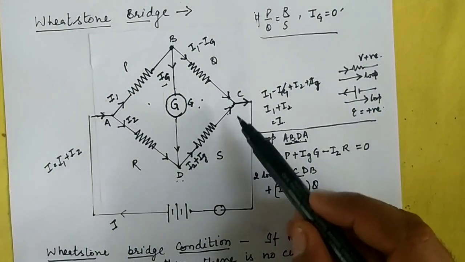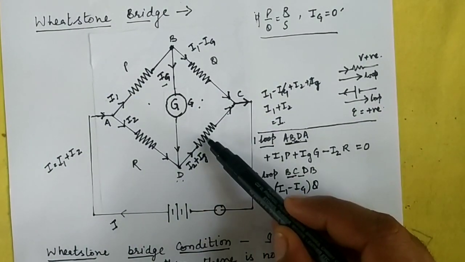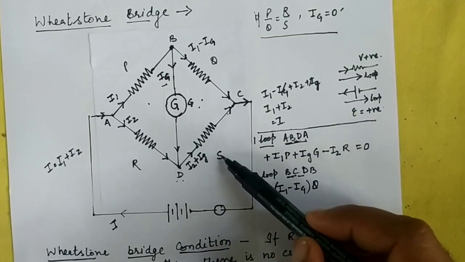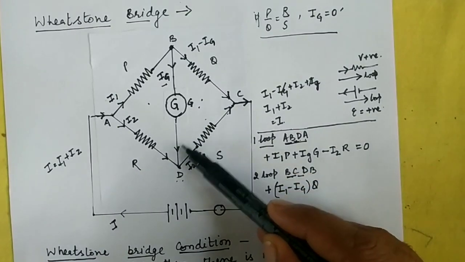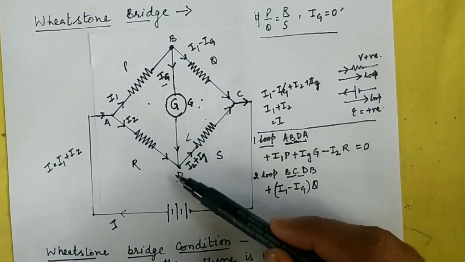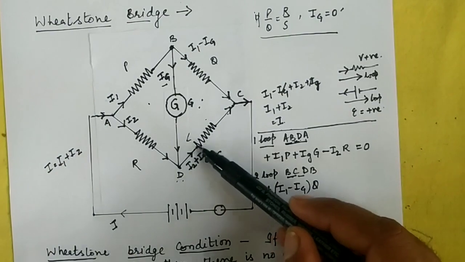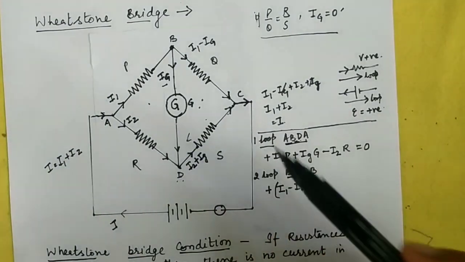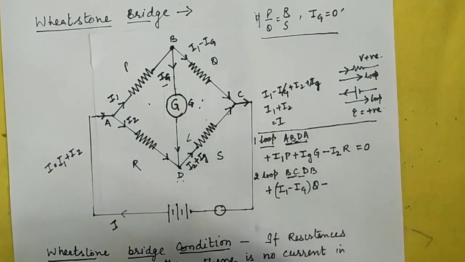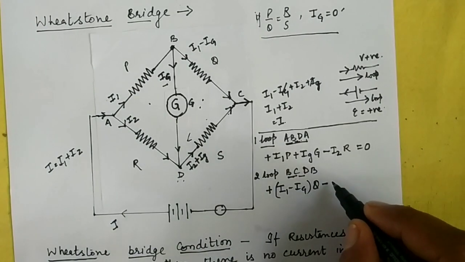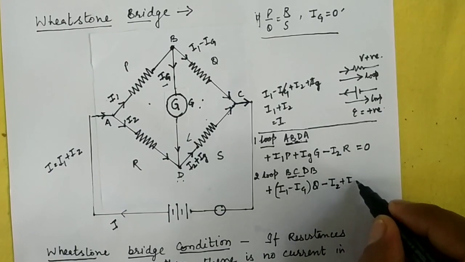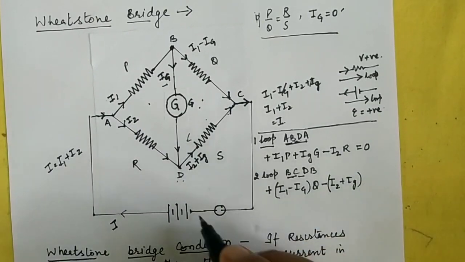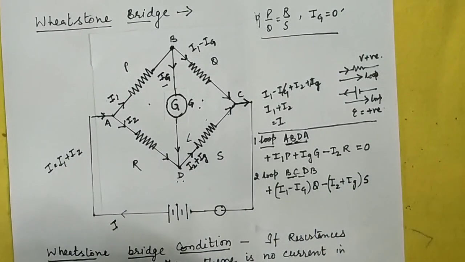Now C to D. While moving from C to D, I have only one resistance, that is S. While moving from C to D, you are moving along this direction, but the direction of current is in the opposite direction. So this is taken as negative, so I write a negative sign here. Now what is the potential? The current in this line is I2 plus IG, and the resistance is S. So the C to D part is also over.